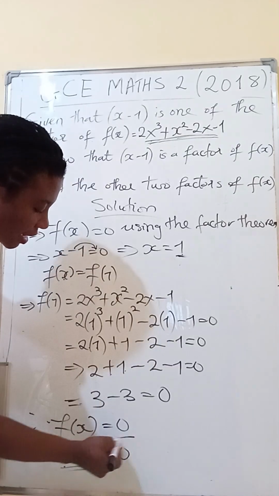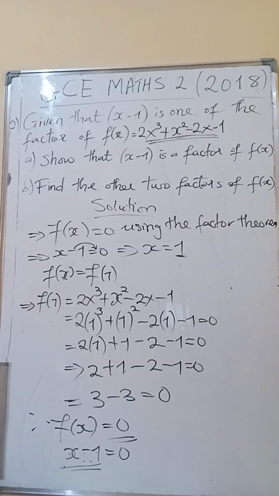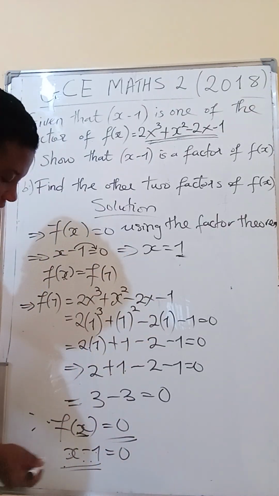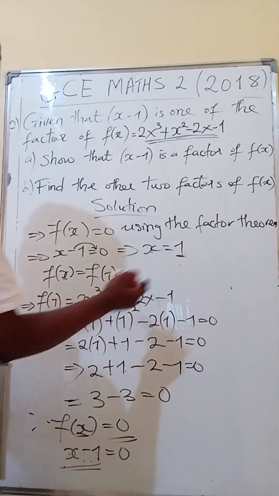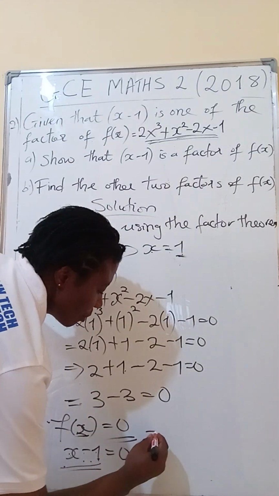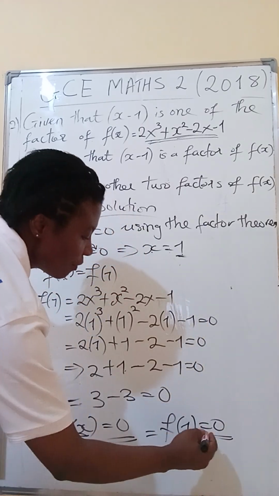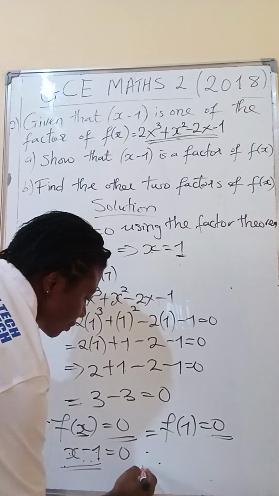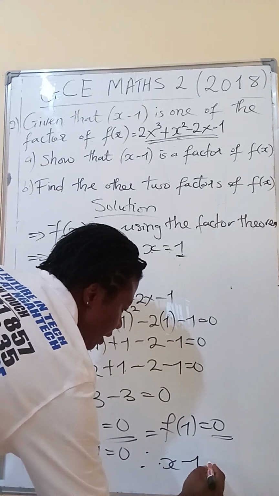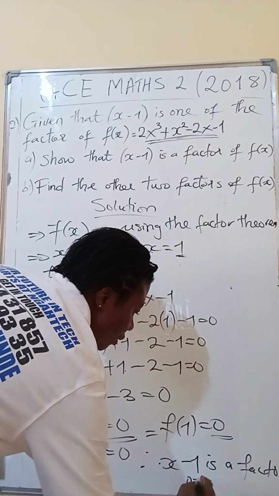So the final answer is this. f of x is equal to 0, where this x here is this one, because we say x equals to 1. Let me elaborate it more. You say f of 1 equals to 0. So f of 1 is equal to 0. Therefore, x minus 1 is a factor of f of x.